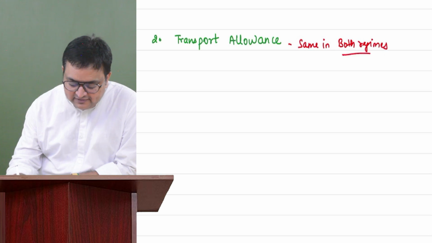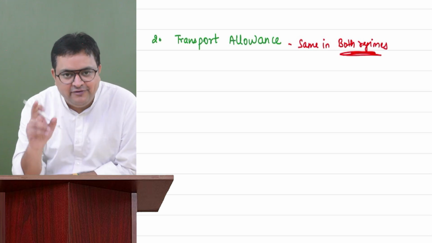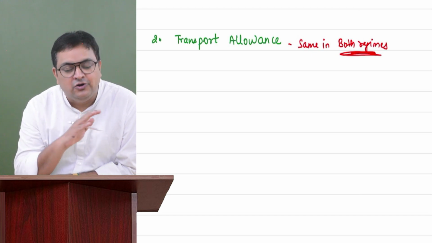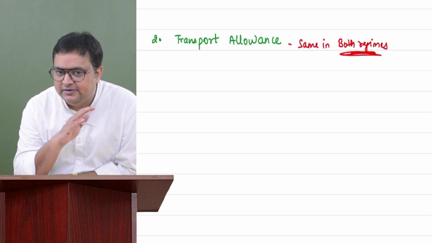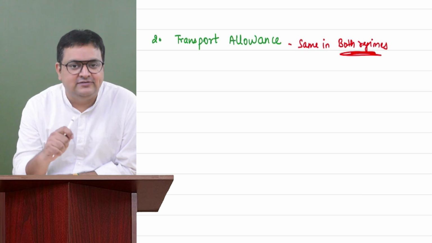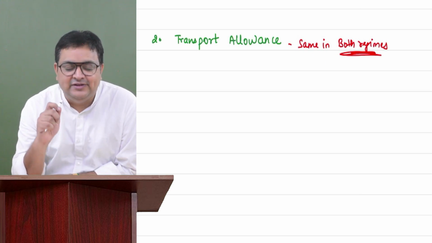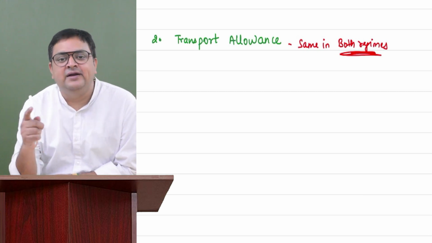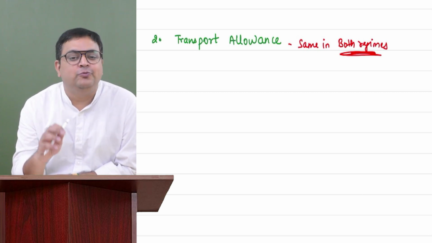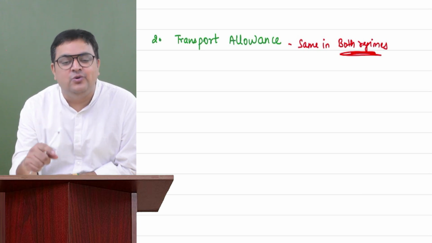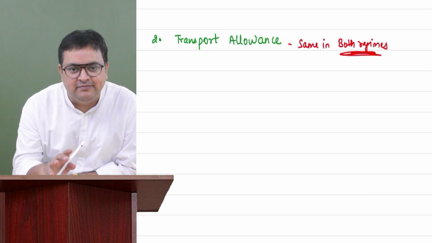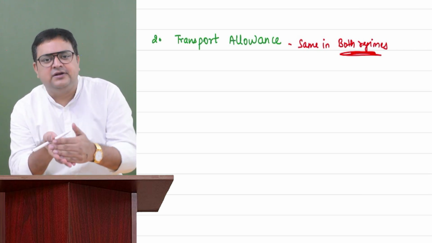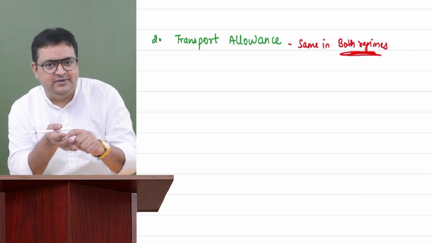So it will be fully taxable under both the regimes, whether you are following the default or the optional tax regime. So if the assessee is a normal assessee, not suffering from any disability, not physically disabled, then make it fully taxable. Only in the case when the assessee is physically disabled, including blind, deaf, and dumb, up to rupees 3,200 per month could be exempt. 3,200 is the maximum amount.